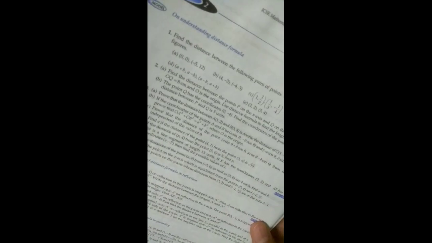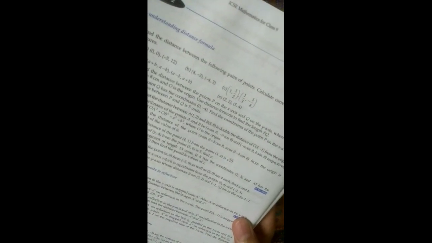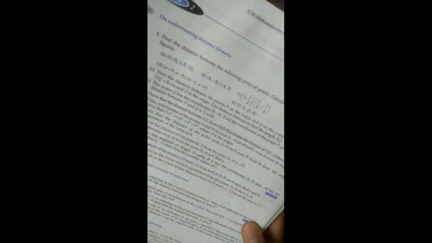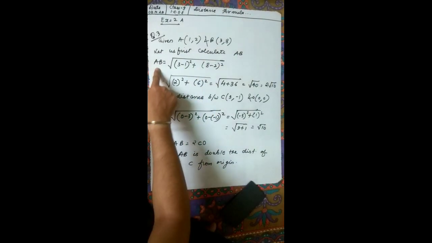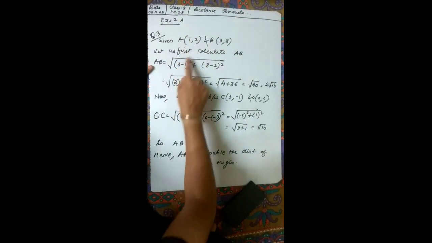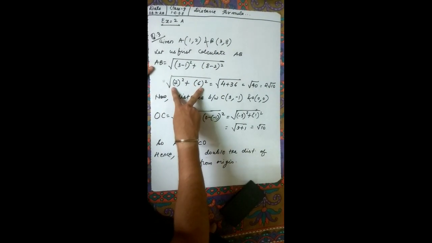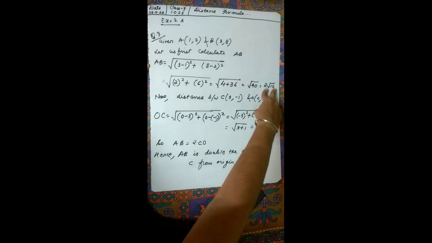I'm reading the third one. Prove that the distance between A(1, 2) and B(3, 8) is double the distance of C(3, minus 1) from the origin. So we need to prove that the distance between this A and this B is double the distance of C and the origin. Okay, so given that A(1, 2) and B(3, 8), let us first calculate AB. So AB will be root of x2 minus x1 the whole square plus y2 minus y1 the whole square. This is 2, this is 6, 2 square plus 6 square, 40.